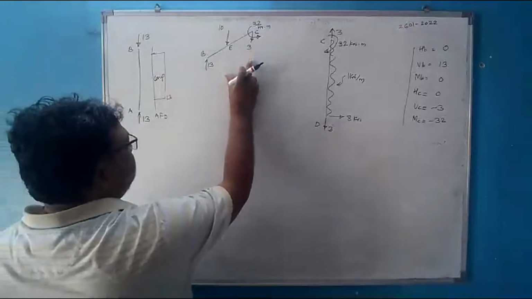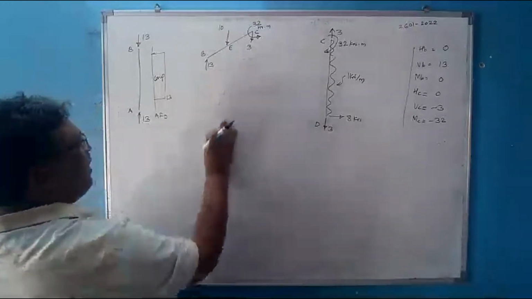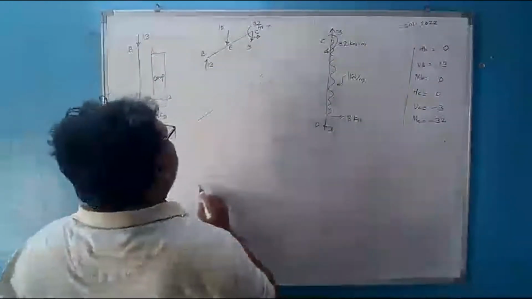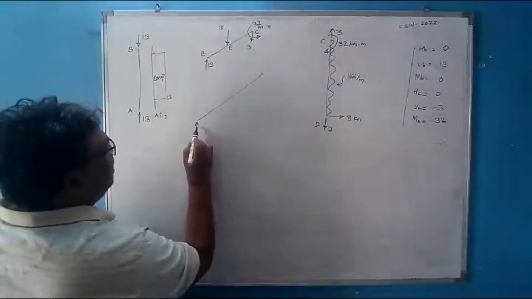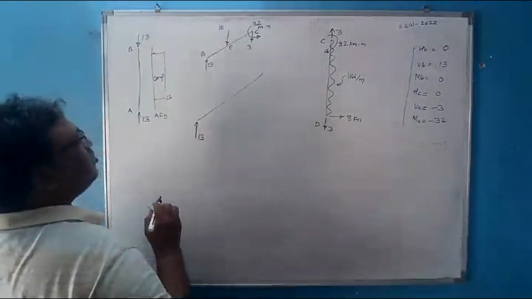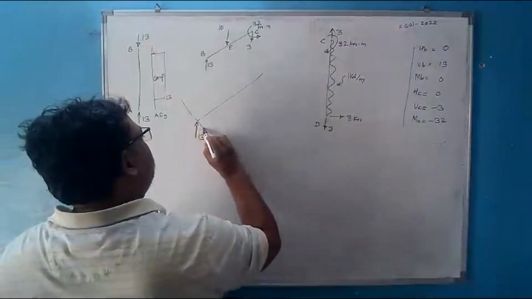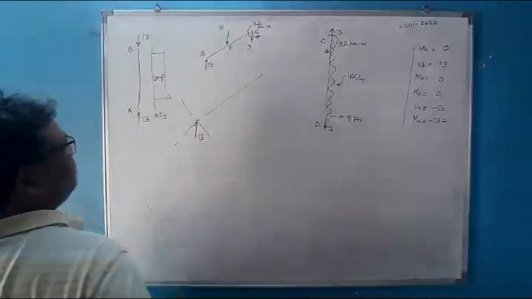and perpendicular. So here the complication will be there. See, here is the member. This is the 13 kilonewton force. I have to resolve this force along and perpendicular.